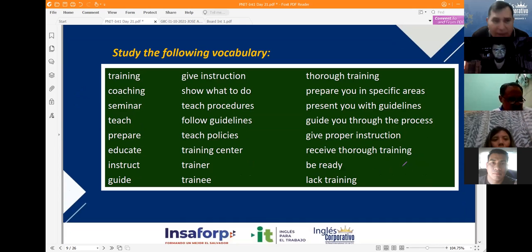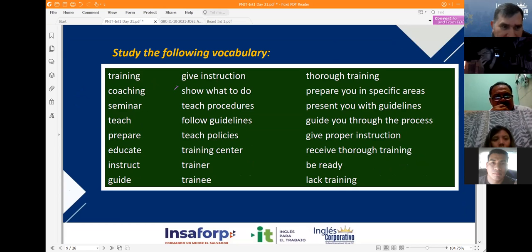Study the following vocabulary. What was the topic of tonight's session? Vocabulary, right? We're discussing training personnel, but we're talking about vocabulary. So let us listen first. Training. Coaching. Right now only listen, and then you repeat with me.